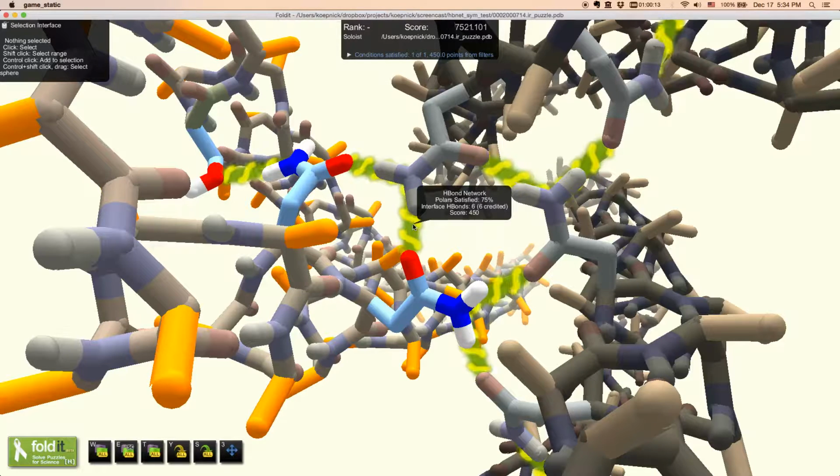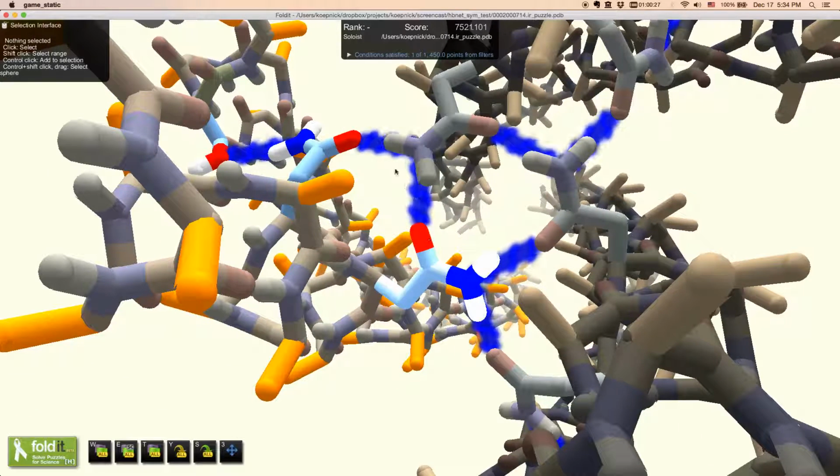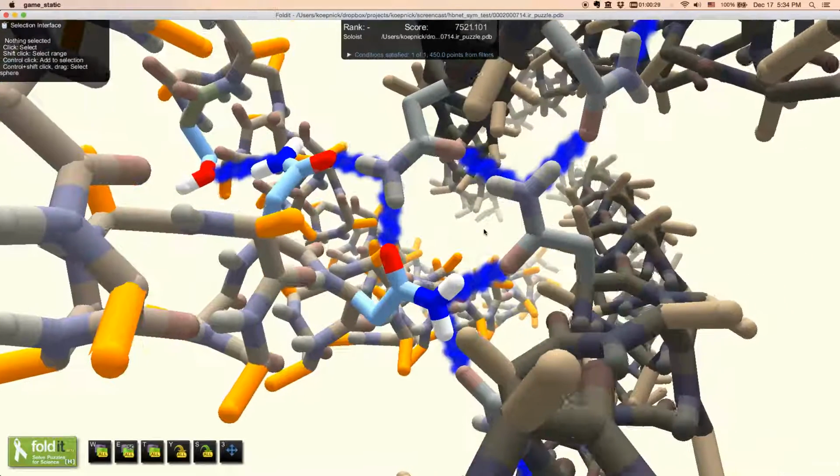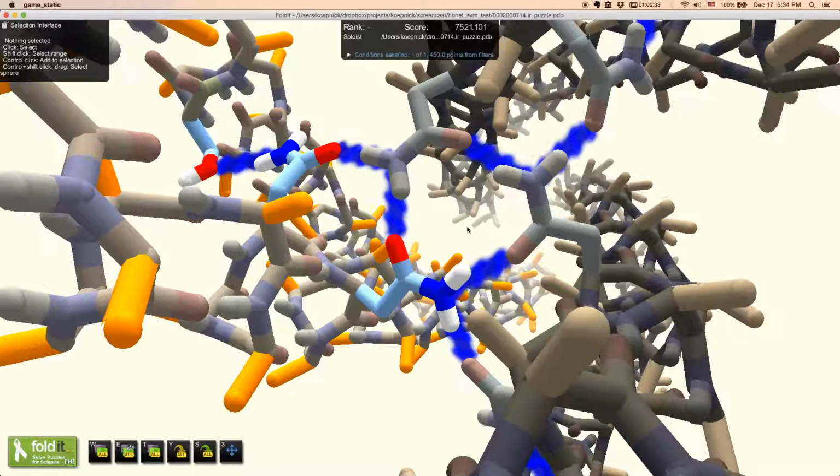And we see that there are 6 hydrogen bonds that span an interface. There's 1 here, 1 here, 1 here, 1 here, and then 1 here and 1 here. So there are 2 for each interface, and you have the symmetric copies. So you have 6 total.